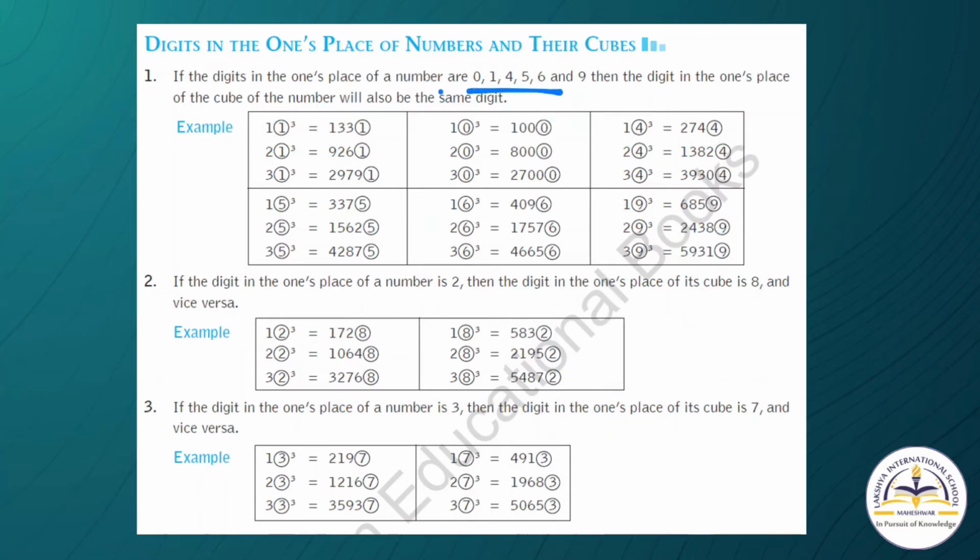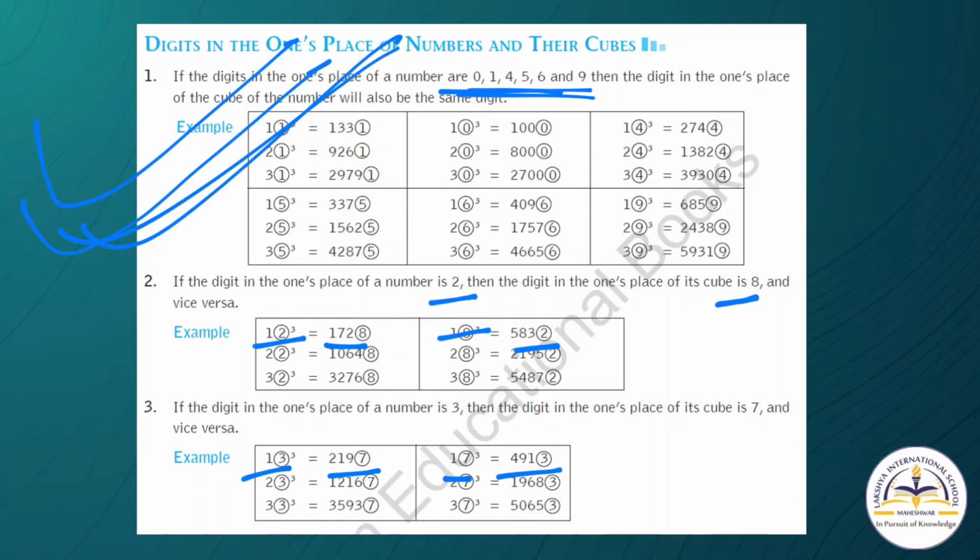Now for 2 you will get 8, and for 8 you will get 2. You can see 12 cube is 1728. So for 2 you will get 8, and for 8 you will get 2. In the same manner, for 3 you will get 7, and for 7 you will get 3. On the basis of this topic we will solve our next exercise.